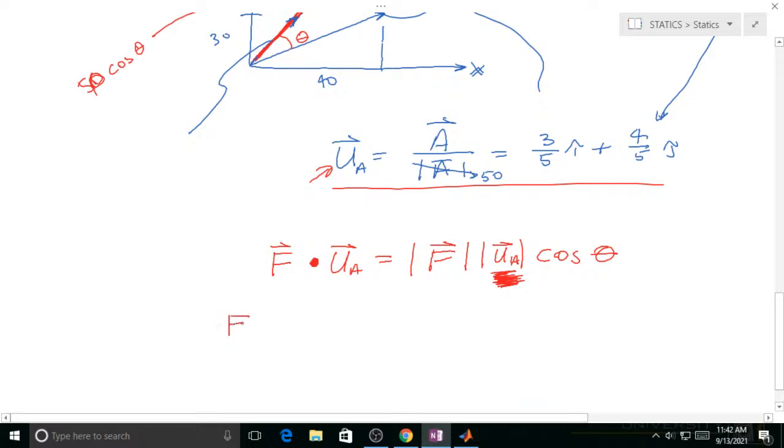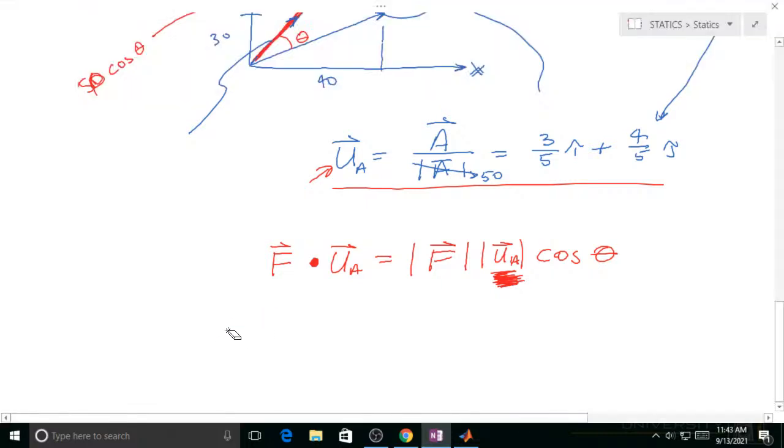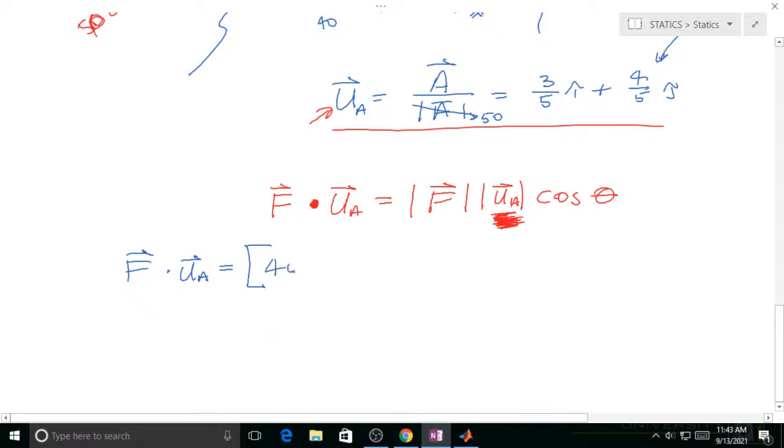Okay, so if I'm going to dot these two, oh, I guess I already wrote that part, so let's erase this. Well, you know what, maybe I should put it in there. F dotted with UA, in this case, is going to be, okay, I have to scroll up the screen. It was 40 and then 30. 40I plus 30J dotted with a vector that is 3/5 I plus 4/5 J.